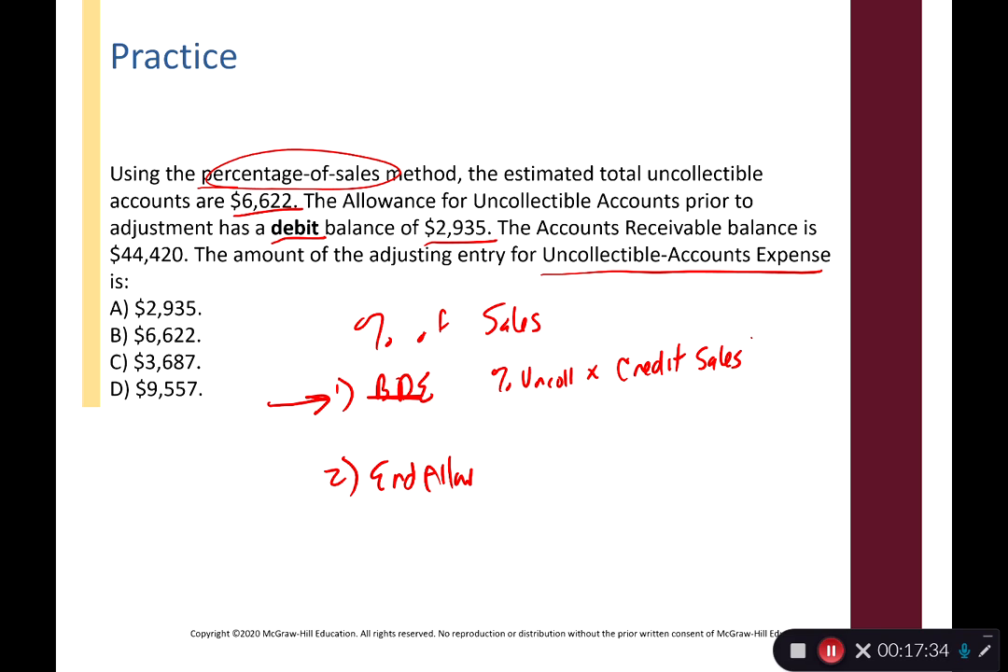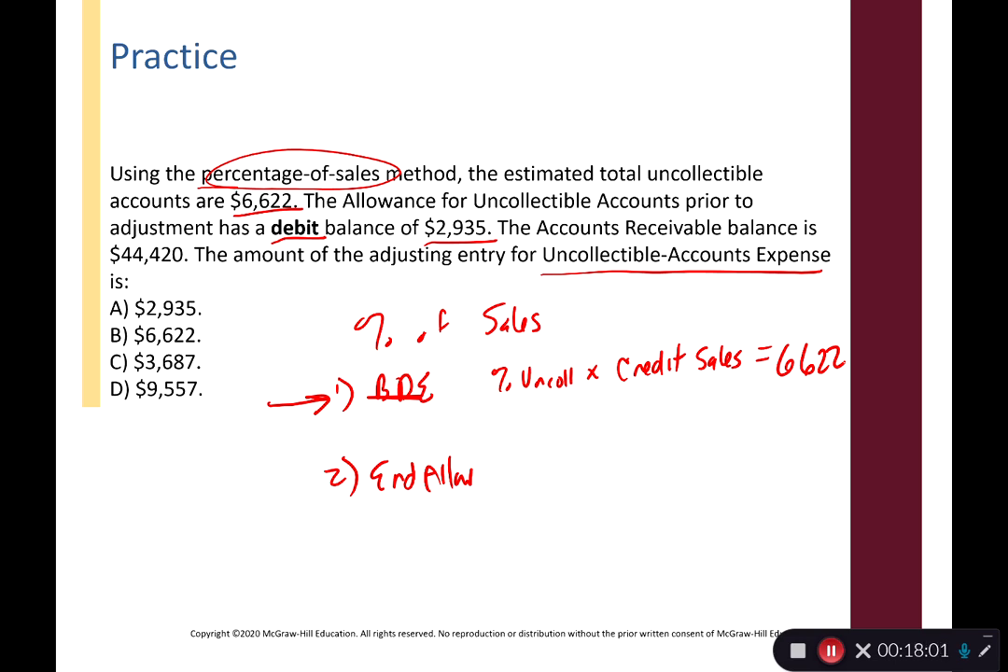We said we used the percentage of sales method and we got total uncollectibles to be 6622. That means that this came out to 6622. We did the work for you. We used that method. If we got 6622, we got bad debt expense because that's what the percentage of sales method does. It gets you bad debt expense. If it were the aging method and we got 6622, it would be the ending allowance because that's what the aging method gets you first.